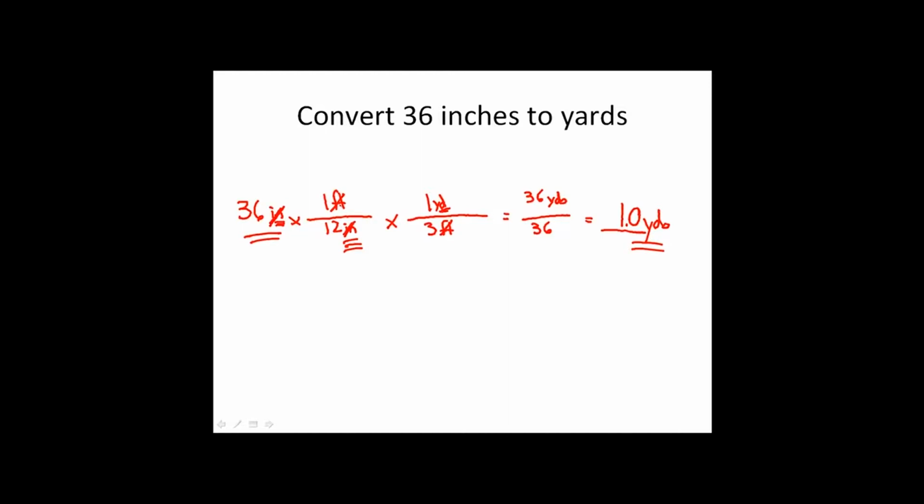I need a conversion factor to take me out of feet, closer to yards. 3 feet per 1 yard. Feet have now canceled out. I'm left in yards, and that matches what my problem needs to be in. I stop, and I solve the math. Multiplying across the top, dividing by the bottom.